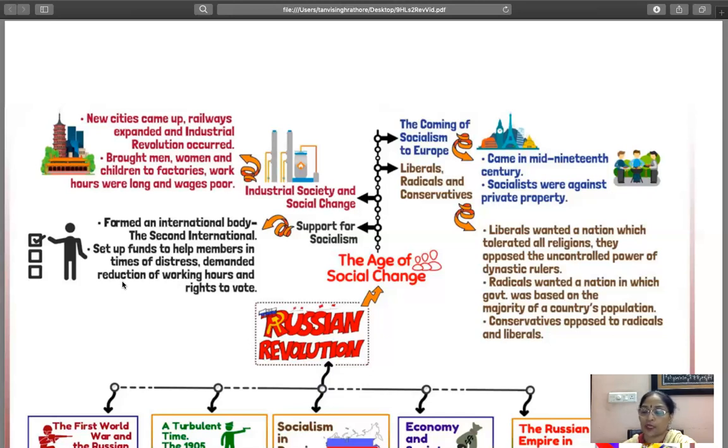Then in Germany, another European country, social democratic parties were formed. They talked about socialism, the idea which was floated by Karl Marx and Frederick Engels, which was discussed amongst the people. Okay, so this is known as socialism in Europe, this entire concept. Now let us come to the Russian Revolution.